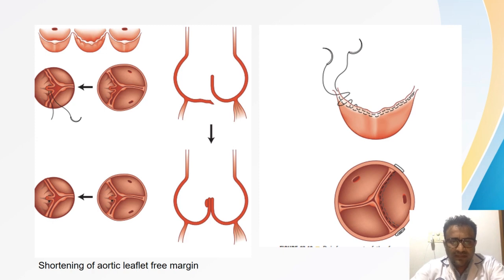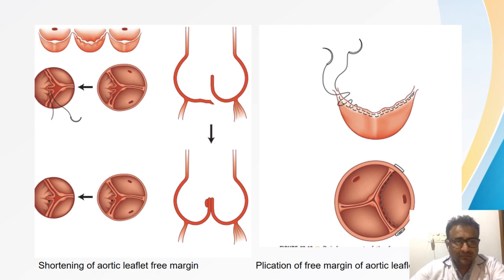Also, if the aortic free margin is elongated, we can plicate the aortic valve free margin to reduce the chances of aortic valve insufficiency. Once the aortic repair is done, we can fix the dissection flap proximally as well as distally.